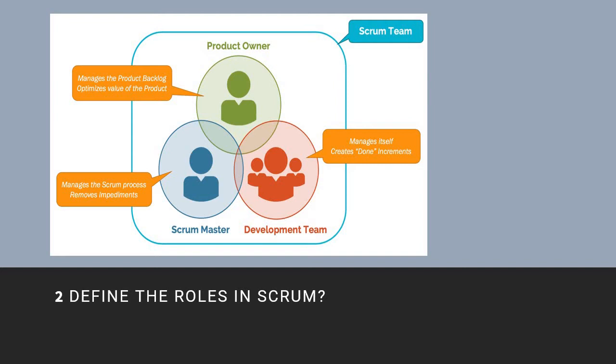Define the roles in Scrum. There are 3 roles in Scrum: Product Owner, Scrum Master, and Development Team. The Product Owner manages the product backlog, optimizes the value of the product. Scrum Master manages the Scrum process, removes impediments. Development Team manages itself, creates done increments. So these 3 constitute the Scrum team.